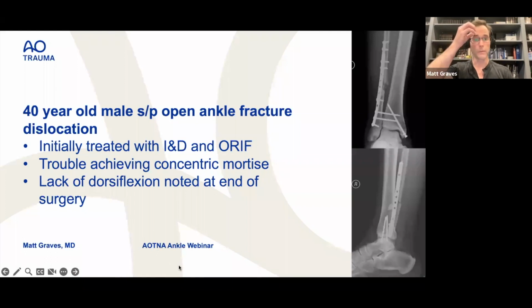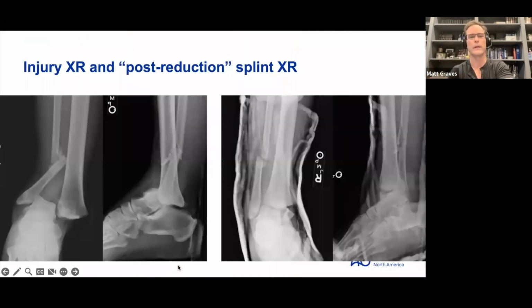So this is a 40-year-old male, status post open reduction of an ankle fracture dislocation.